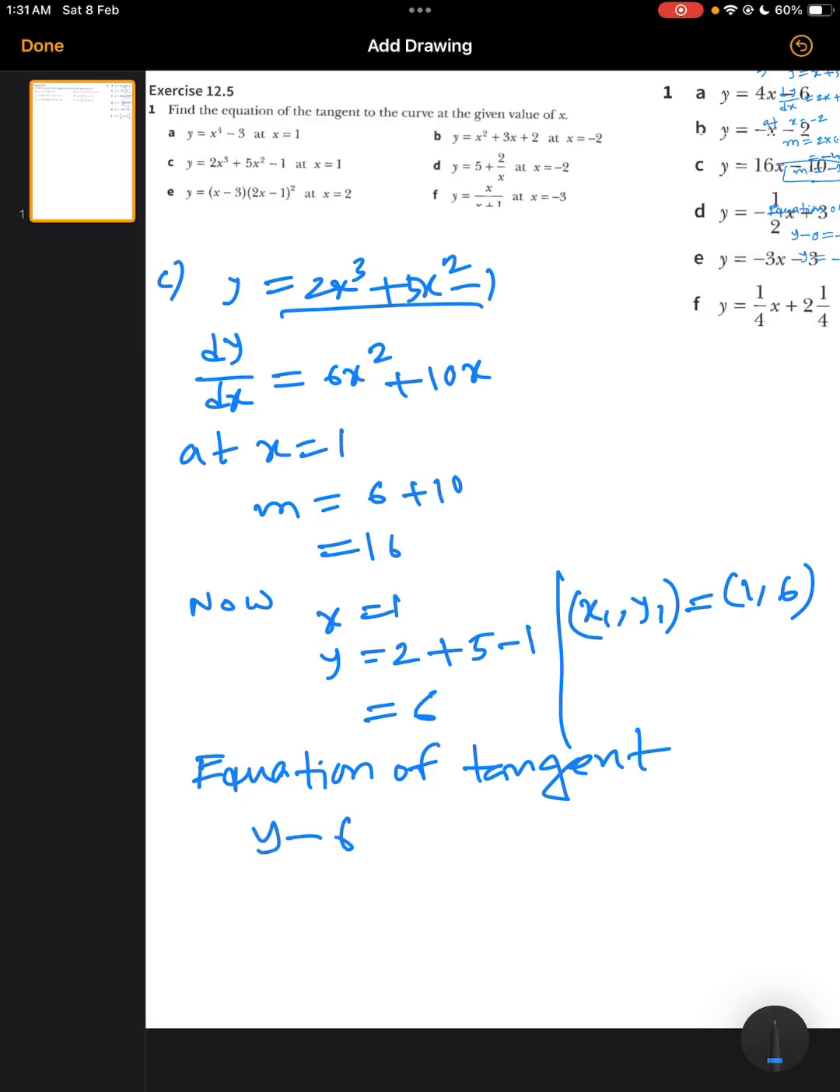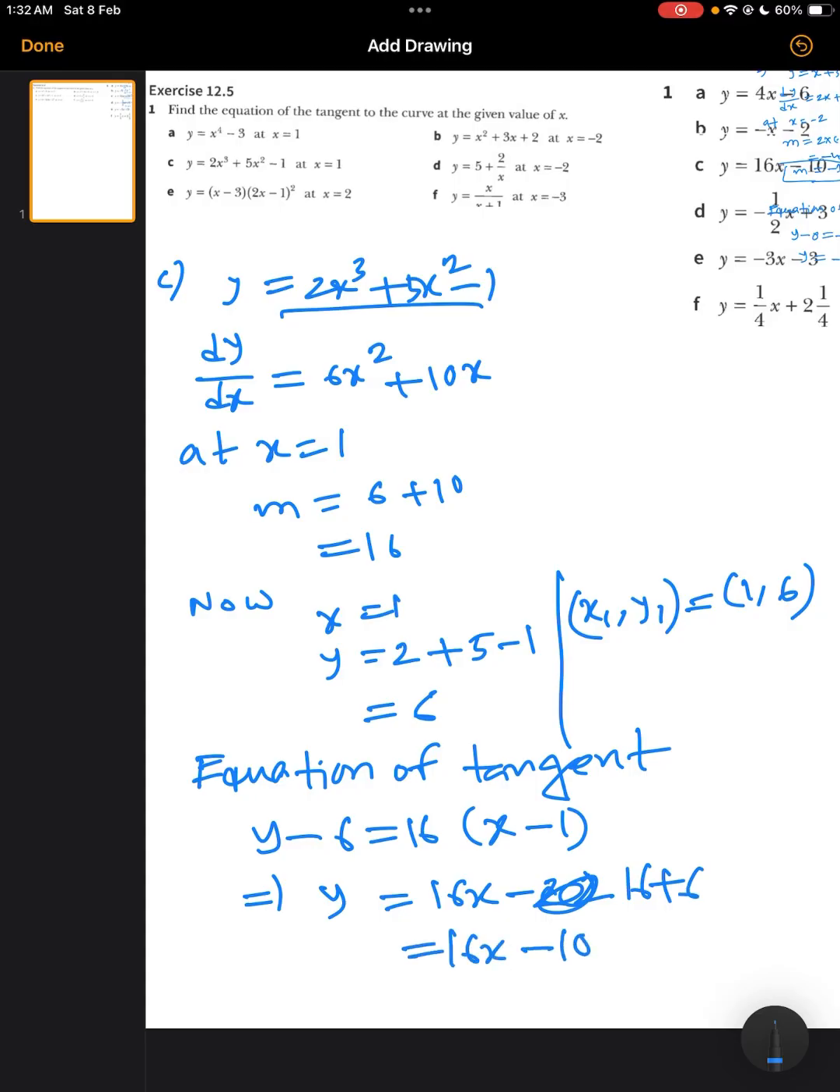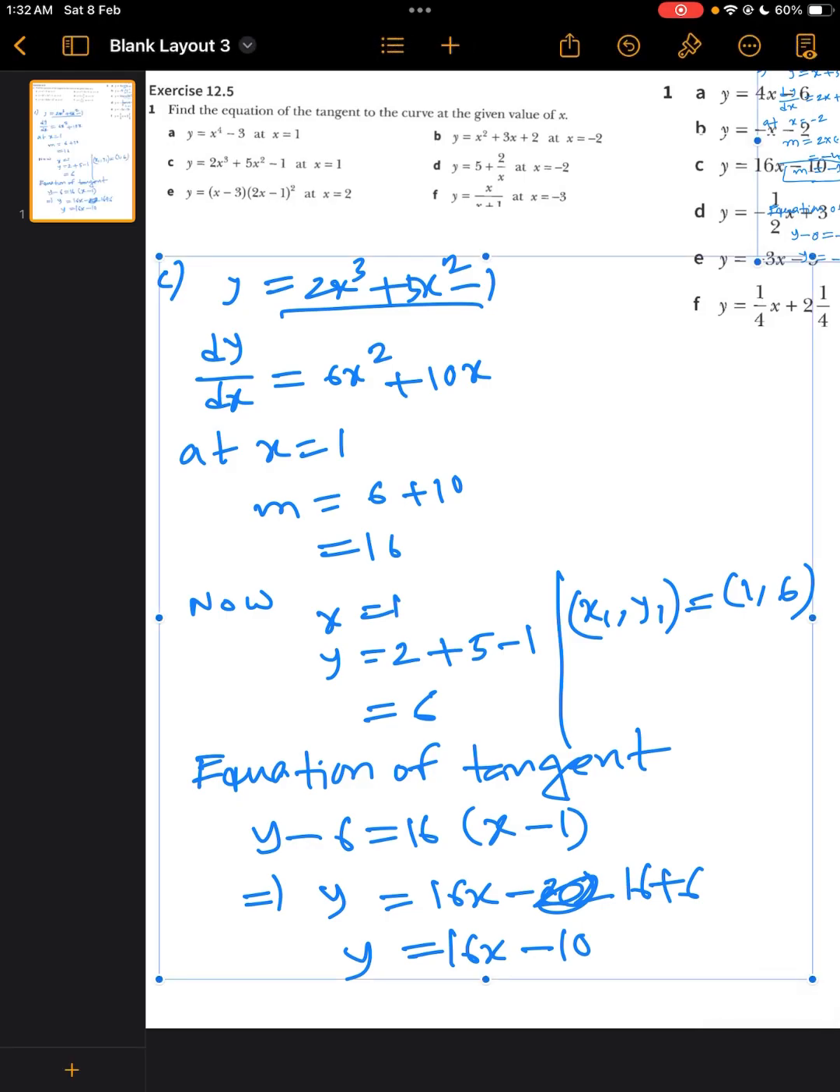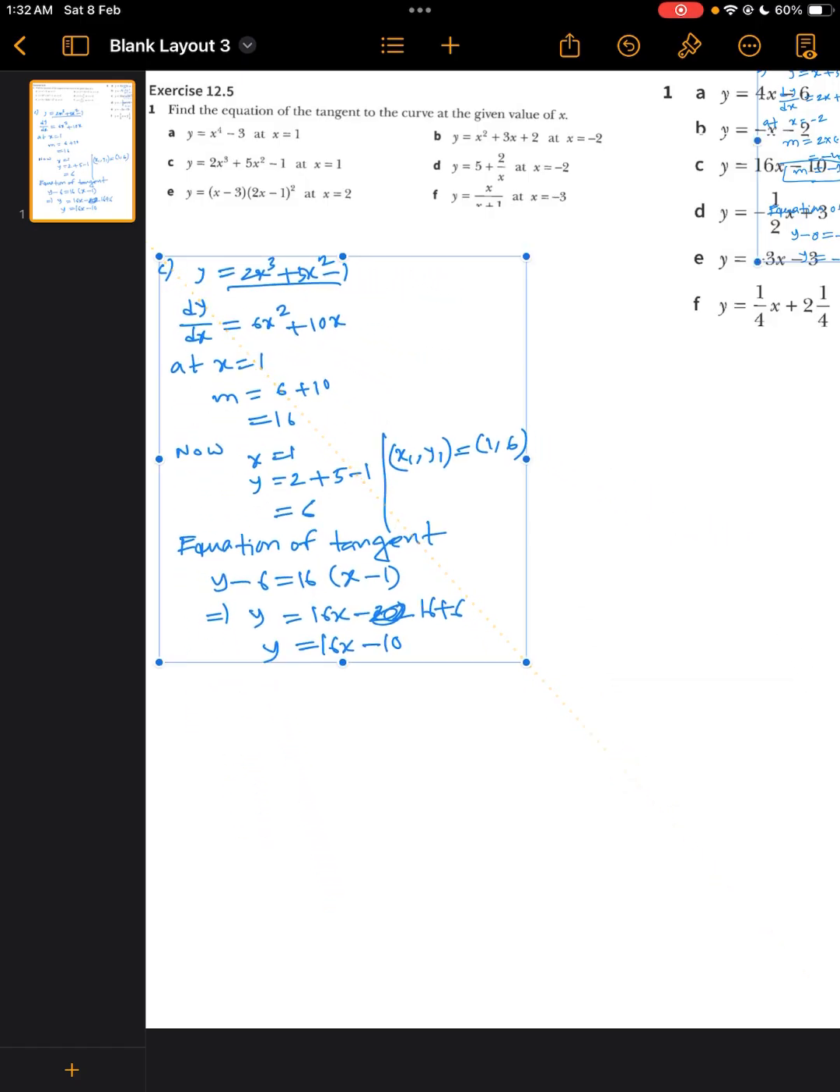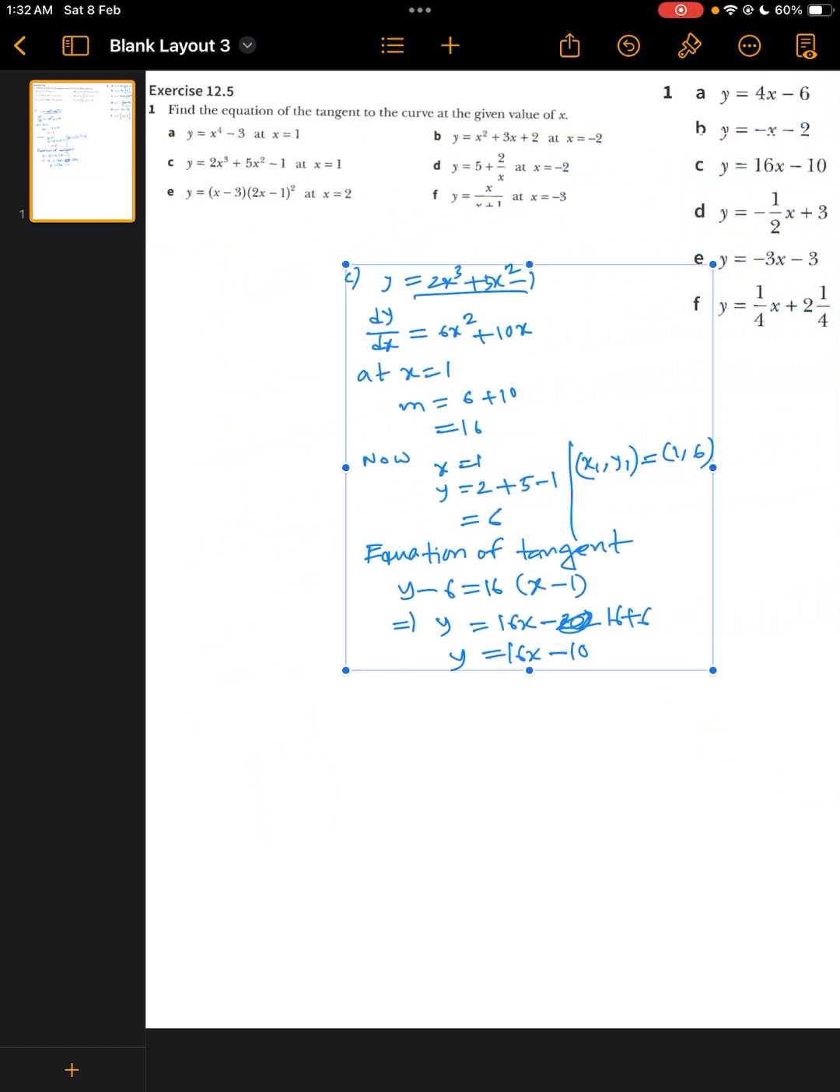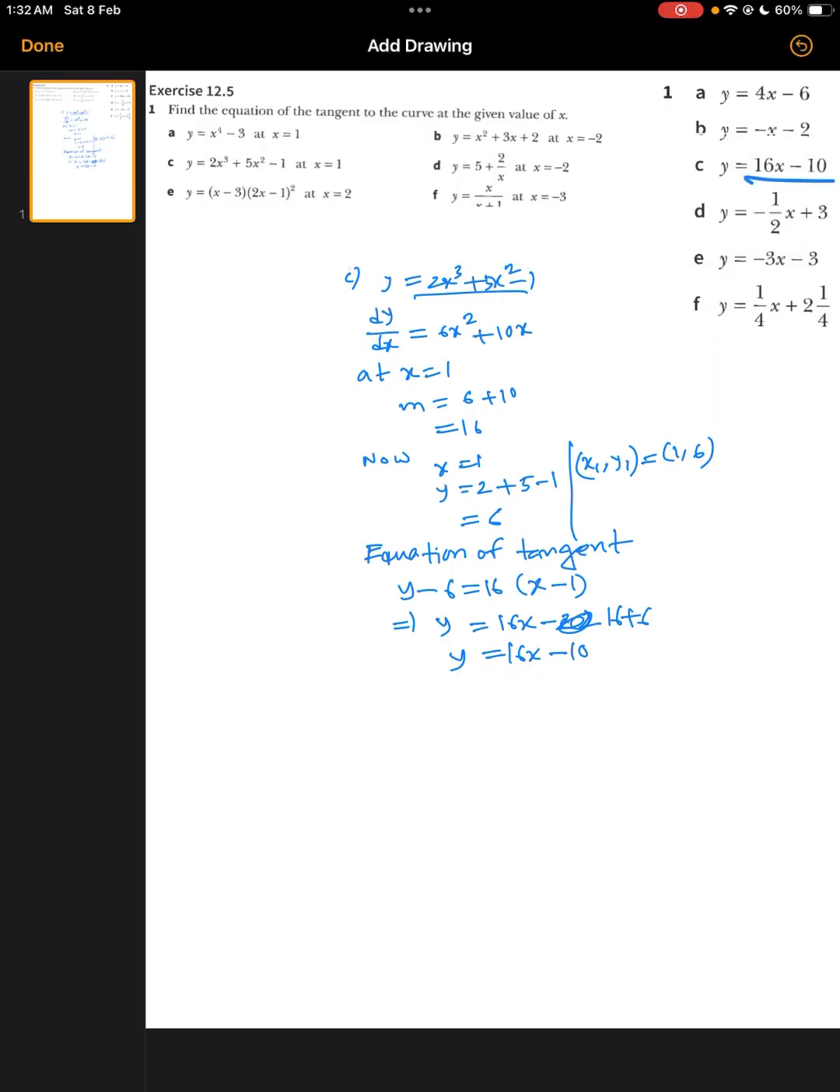Y minus y1 is 6, m is 16 here, x minus x1 is 1. So y is equal to 16x minus 22, I guess, sorry, minus 16 plus 6, so 16x minus 10. Yeah, the answer is correct.